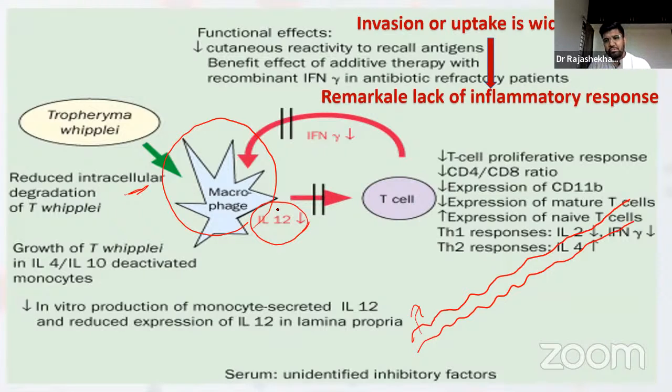The reason for this is particularly not known. How this organism causes this immunosuppression or affects the local immunity has not been detected. But this particular disease has also been described as a macrophage associated disease. There has been a controversy regarding describing Whipple's disease as a macrophage associated disease, but it has not been proven so far.